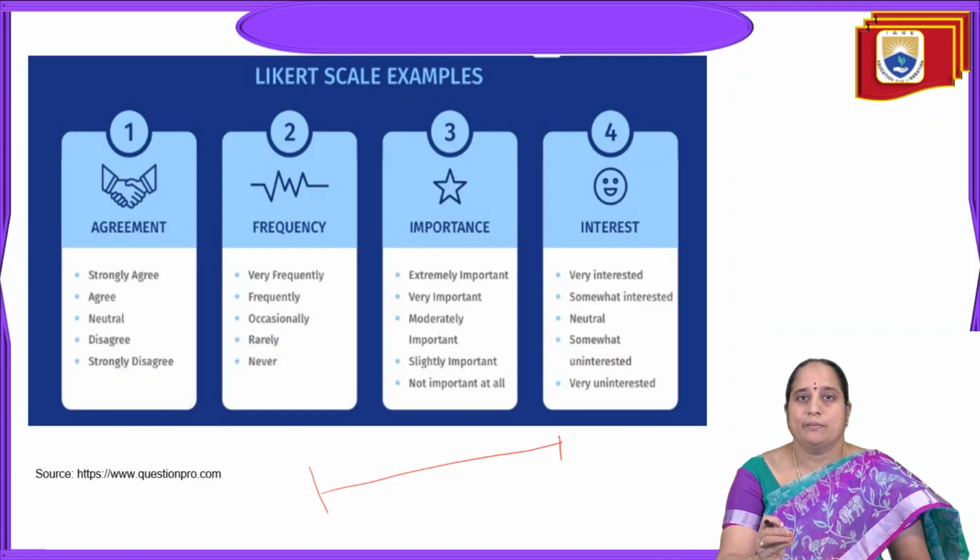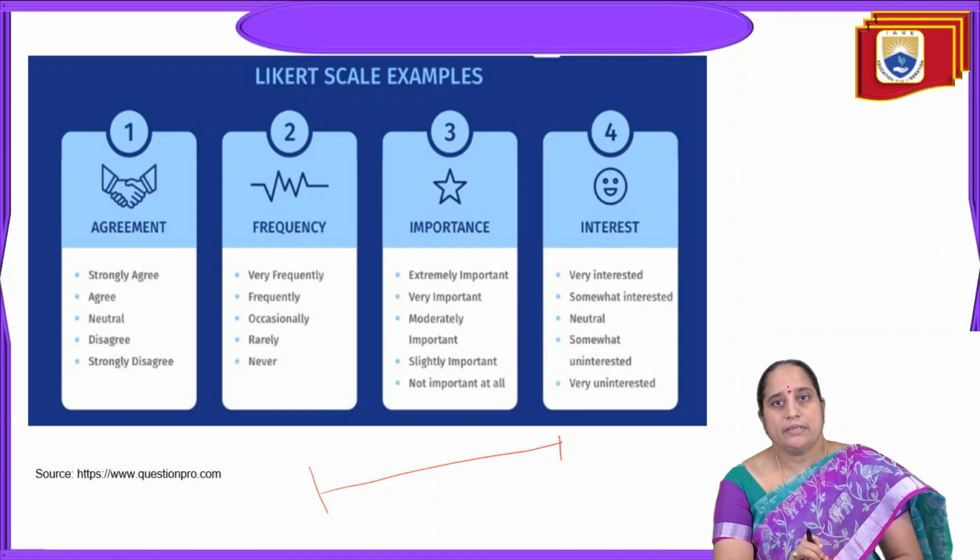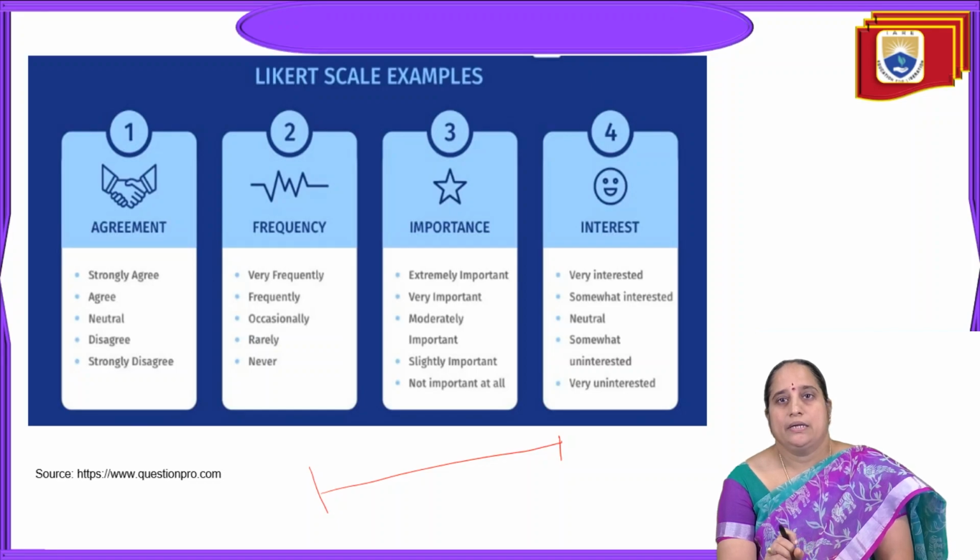But the third category is when it is related to importance. In that case, we set the scale as extremely important, very important, moderately important, slightly important, not important at all. So like this we categorize.